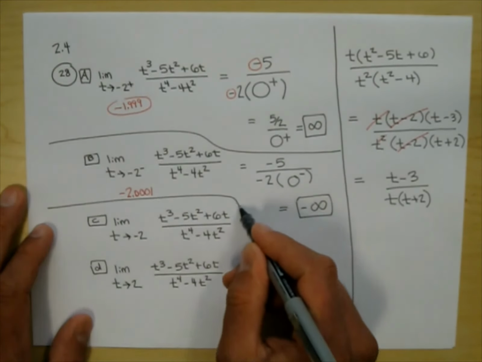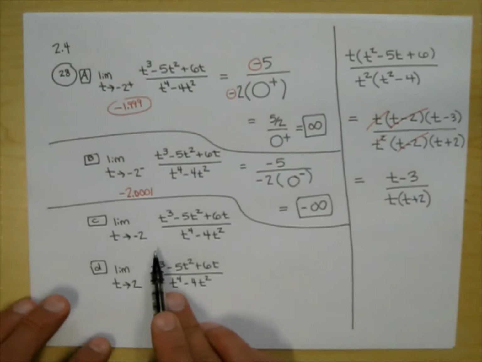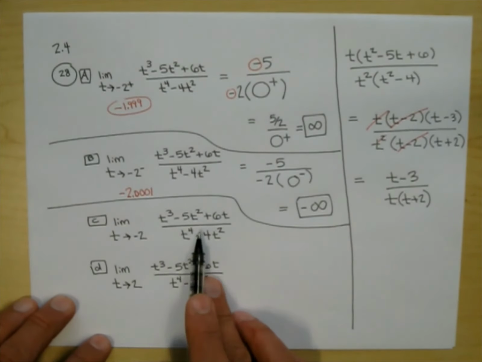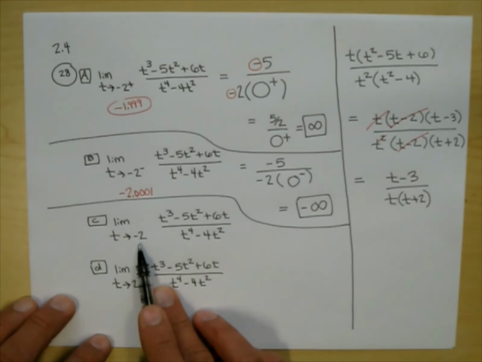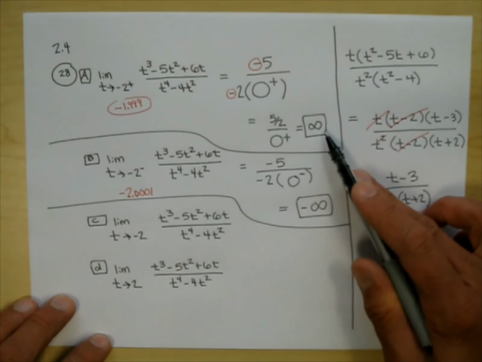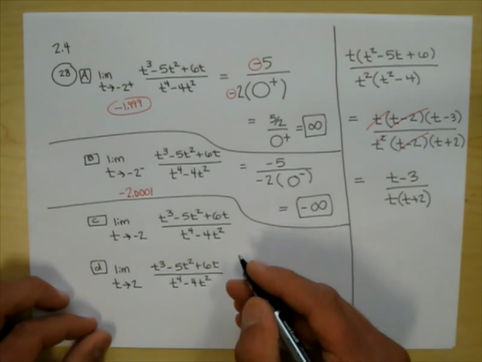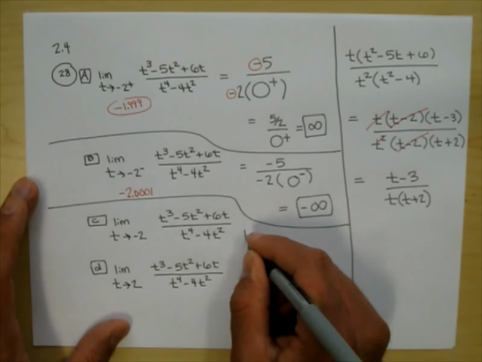So we'll put another line right here. This one's going to be quick because it says, what is the limit of this function as t approaches negative 2 from both sides? Well, you've already done the right-hand side and the left-hand side, and they do not match. So we are going to say it does not exist.